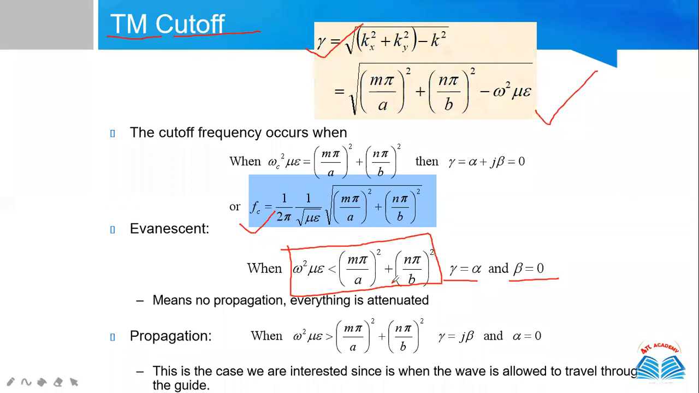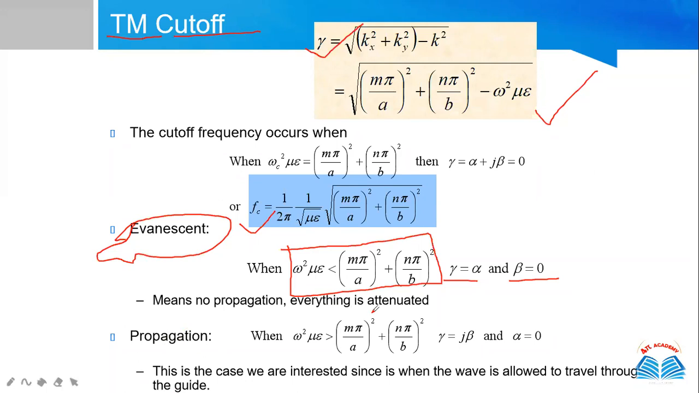No propagation means everything is attenuated. This condition is called evanescent. A new word. No need to remember this word because they will never give the word in the exam. But for your kind information, you should know these things.